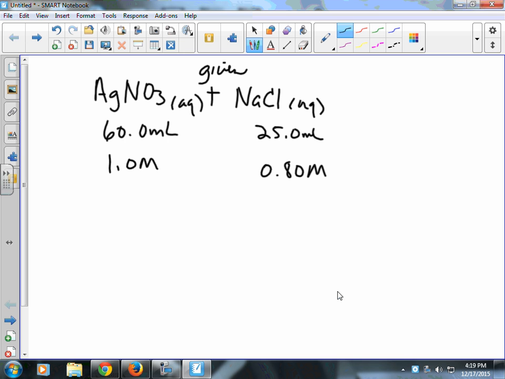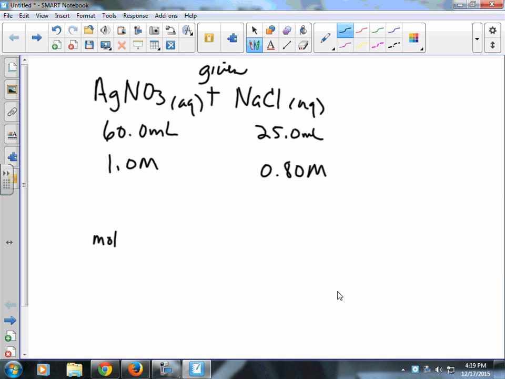So you've got to have a balanced chemical equation, and then from that balanced chemical equation, you need to use your limiting reactant to find grams of precipitate, which is what you did in number 8.